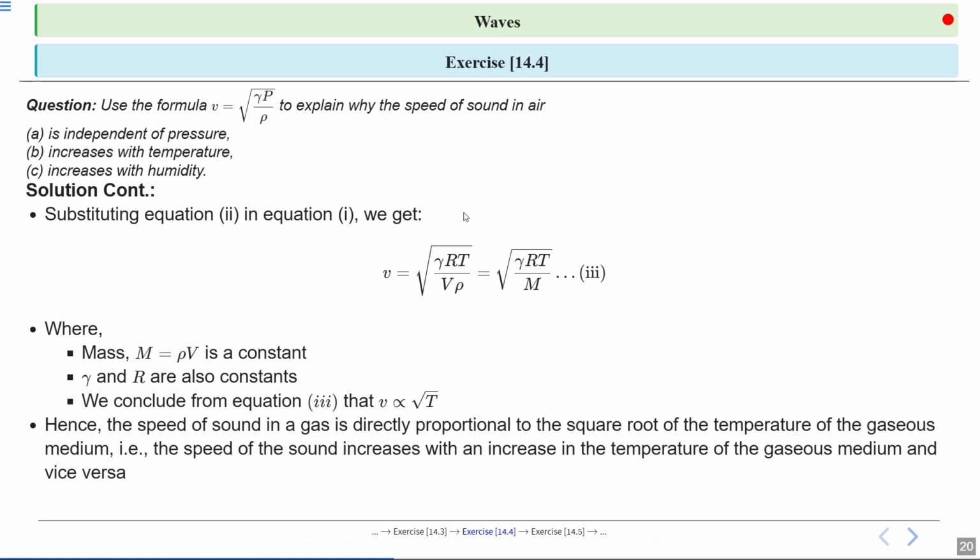Hence, the speed of sound in a gas depends on its temperature. As the temperature of the gas increases, the molecules move faster, allowing sound waves to travel more quickly through the medium. Therefore, the speed of sound is directly proportional to the square root of the absolute temperature.